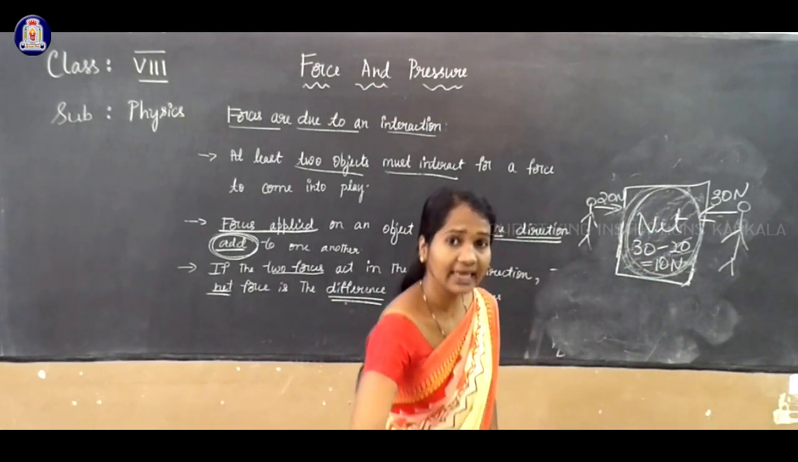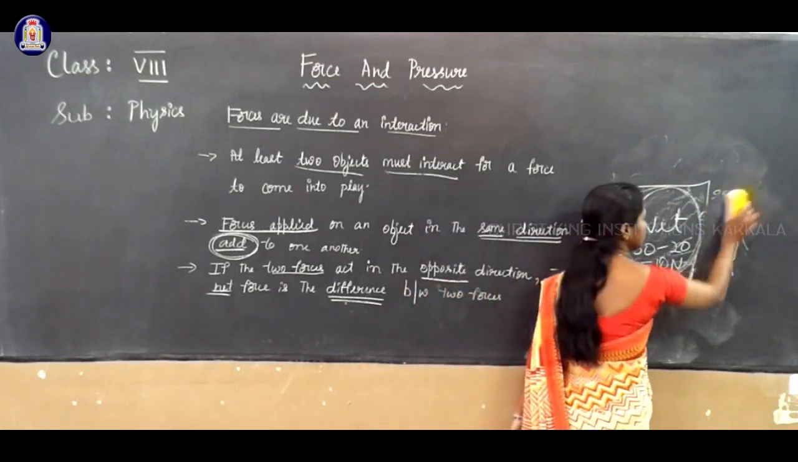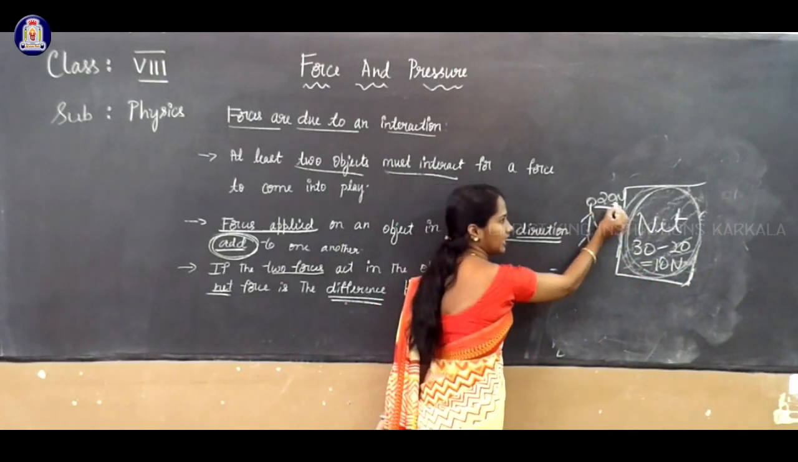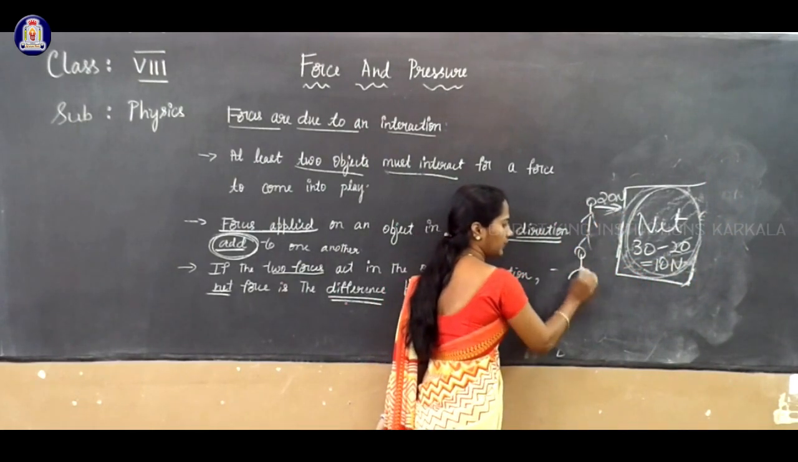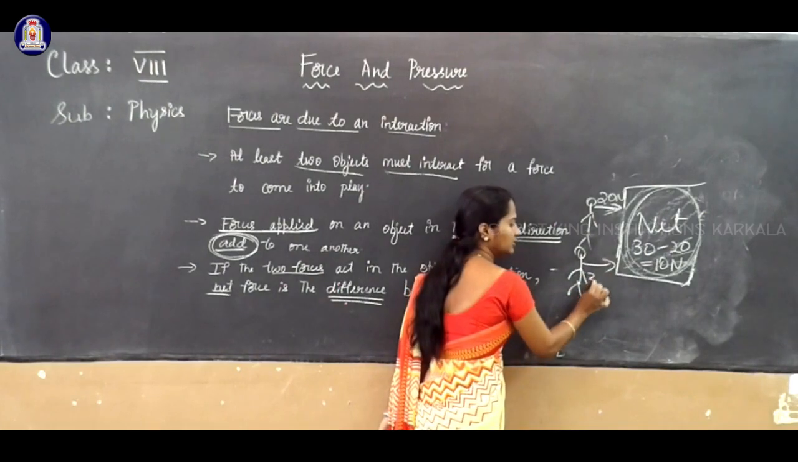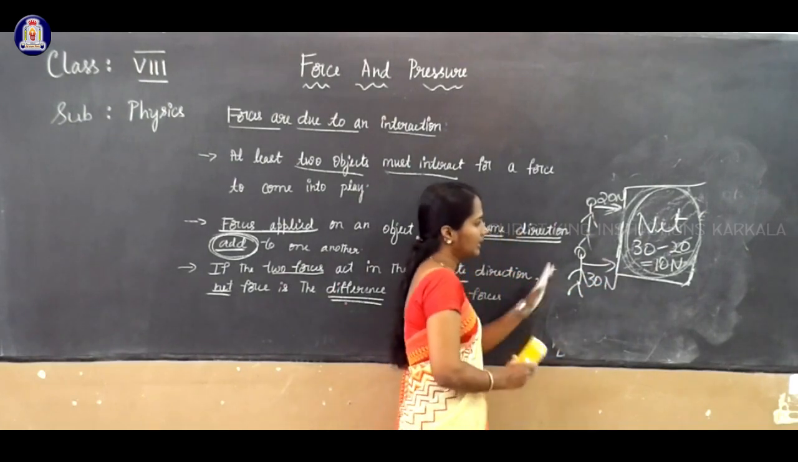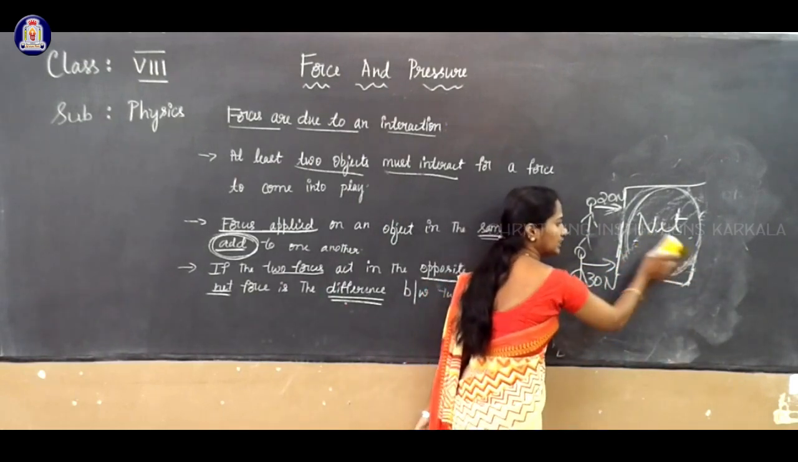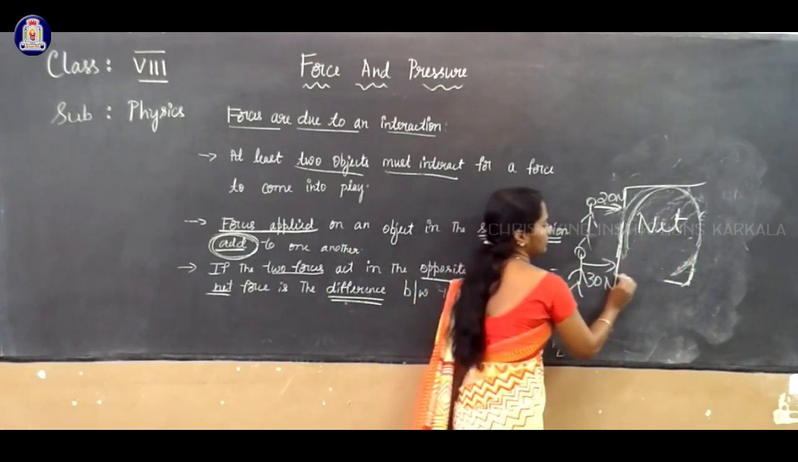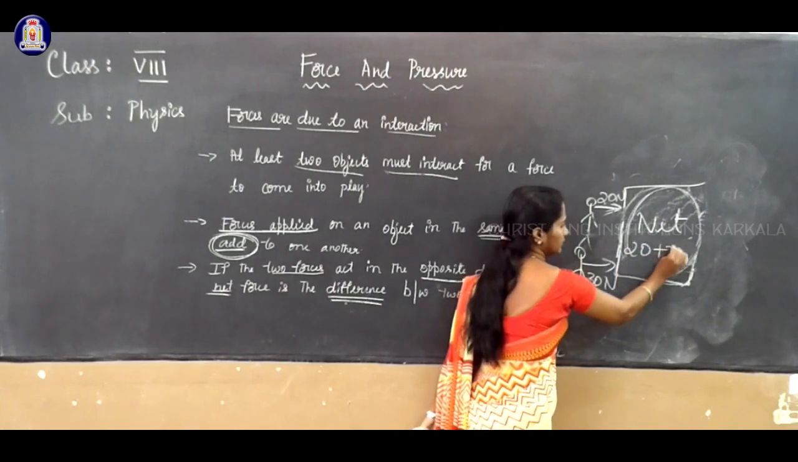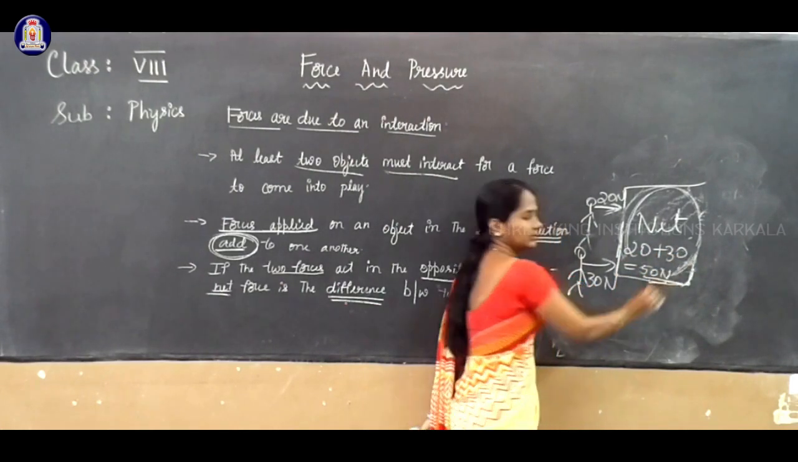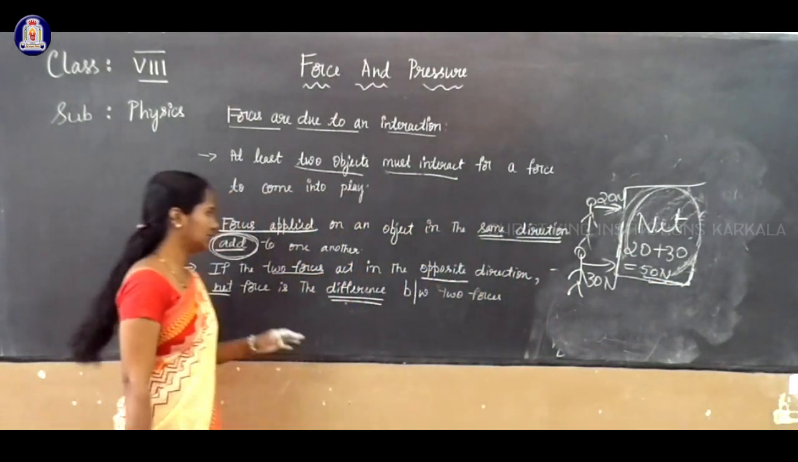Now consider forces acting in the same direction. Consider 20 Newton of force acting here. One more person applies 30 Newton of force in the same direction. Then what is the net force in this case? Net force will be 20 plus 30, which is equal to 50 Newton. So that is the meaning of this statement.